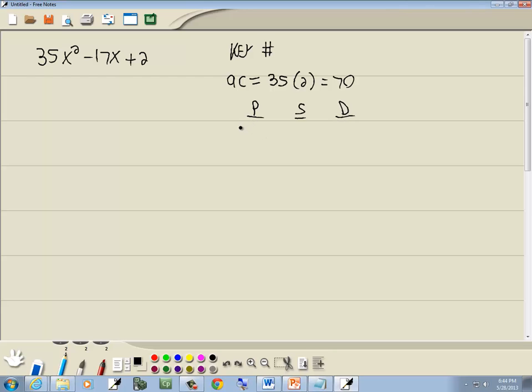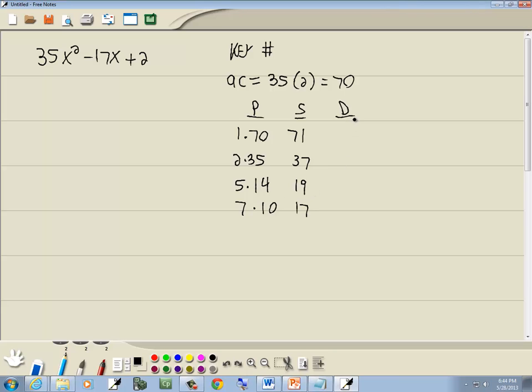In the P column, we list all products that give us 70. 1 times 70, 2 times 35, 3, no, 4, no, 5 times 14, 6, no, 7 times 10, 8, no, 9, no. Okay, now in our S column we add these two together. 1 plus 70 is 71, 2 plus 35 is 37, 5 plus 14 is 19, 7 plus 10 is 17.